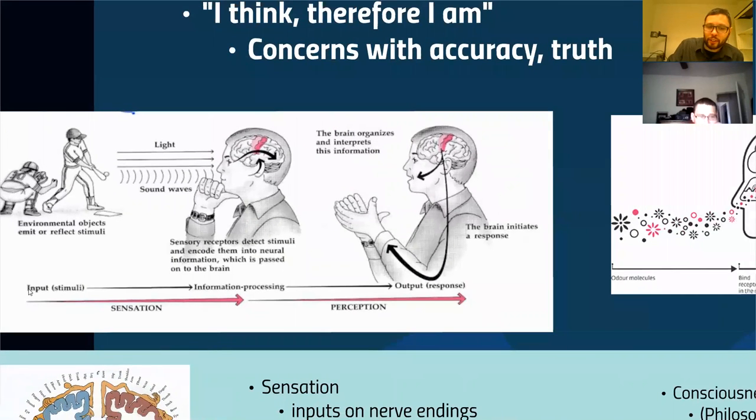So notice the arrows here: sensation, perception. The image here is passive input of data and then some kind of processing. And my thoughts are the result of my processing.